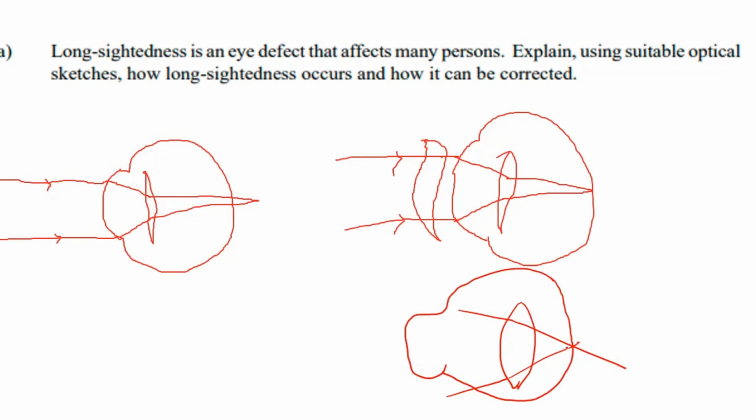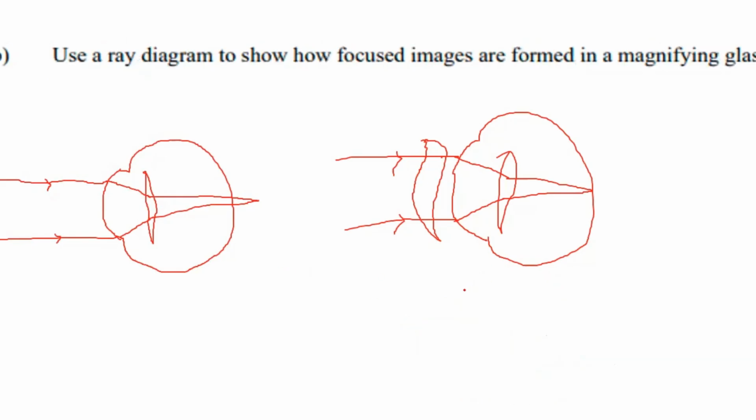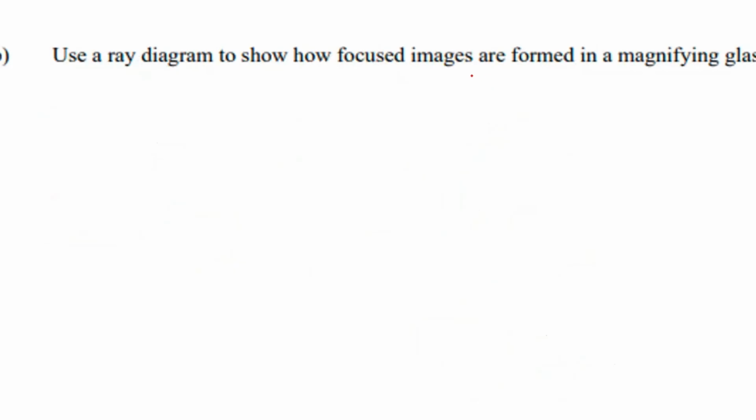Right. So just make sure that you make an effort, and this is for everyone, that they're literally seeing a level of converging in the light rays. But I get the whole picture. All right. Good. So it says now use a ray diagram to show how focused images are formed in a magnifying glass.